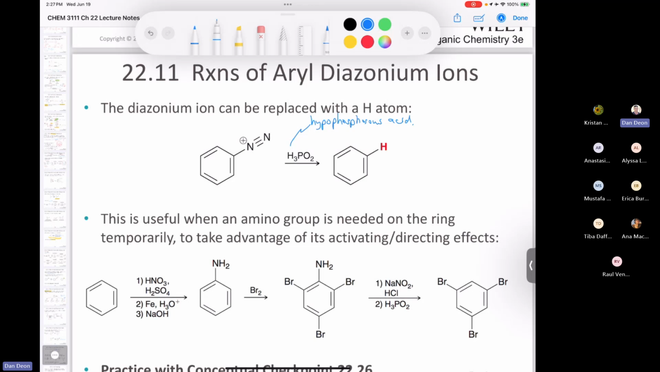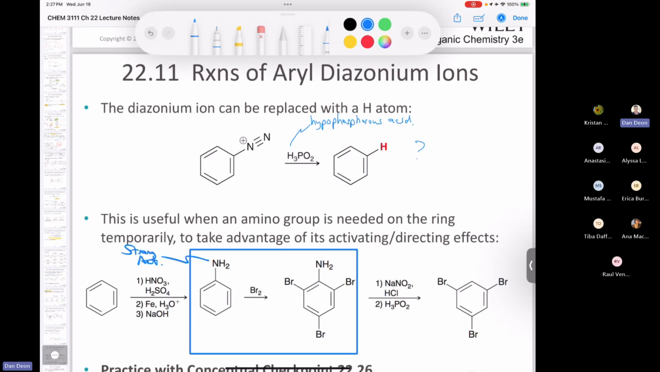And if you're thinking, what would be the synthetic utility of that? Well, let me show you. Remember this compound that we saw earlier on? We said this a few minutes ago, maybe like half an hour ago. We said if you take aniline and you treat it with bromine, this is a strong activator, and so it just brominates the heck out of this thing. So you end up with this 2,4,6-tribromoaniline.